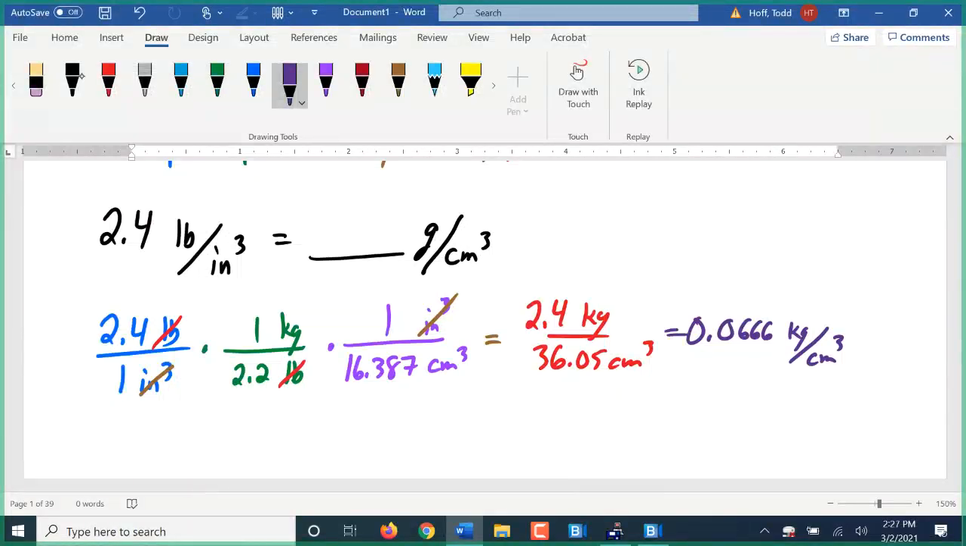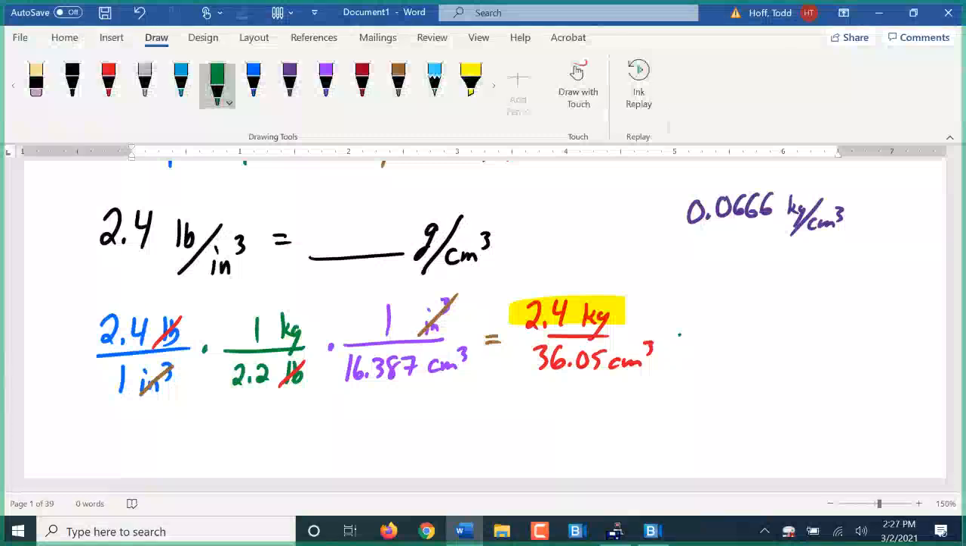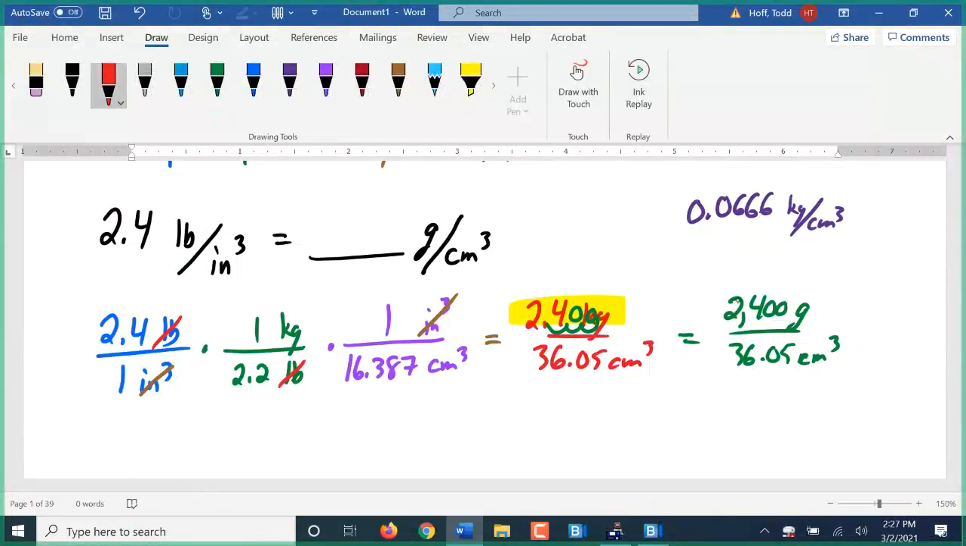I could have done it right here, I guess, would have been a place to do it. Let's go back. I'm going to write this up top here: 0.0666 kilograms per centimeter cubed, because I want to show you something with that. So we're going to keep the 36.05 centimeters cubed for now. 2.4 kilograms to grams. Well, kilograms to grams is 3 spots to the right on the chart, so we move the decimal 3 spots to the right, and we fill in those zeros. That's 2,400 grams. If we divide that out, 2,400 divided by 36.05, we get 66.6 grams per centimeter cubed.